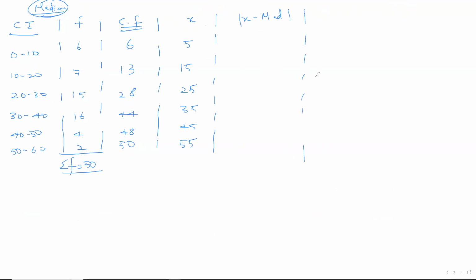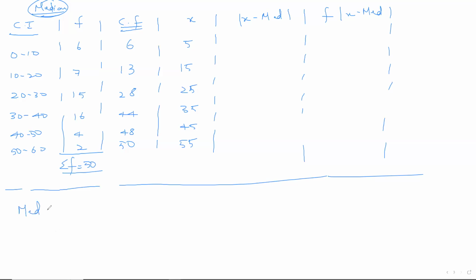Okay, we have to find the median. Obviously, the next one will be f into x minus median. I'm just trying to tell you, both are very similar. Now, how do you find median? Median is called the mid. Fine. But in this case, since the class interval is given, you can't take that concept.